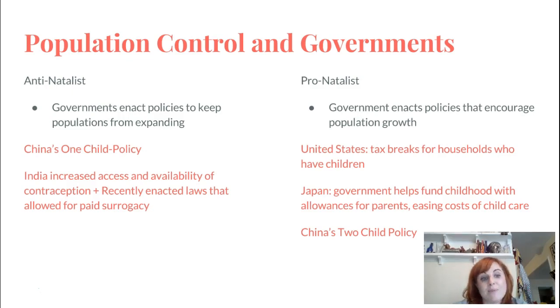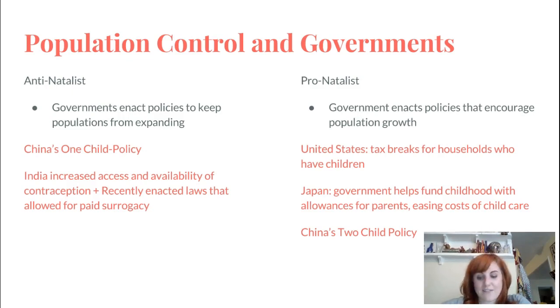Something else that has happened recently is India has stopped. They made a law that you can no longer get paid to be a surrogate for somebody. So if a couple, for instance, is having infertility issues, they're not getting pregnant, before you could pay someone to carry your child for you. Surrogacy isn't illegal, but you can no longer get paid for it in India. And India has tried lots of different things over the past few decades to quell their population growth, and none have been super effective.